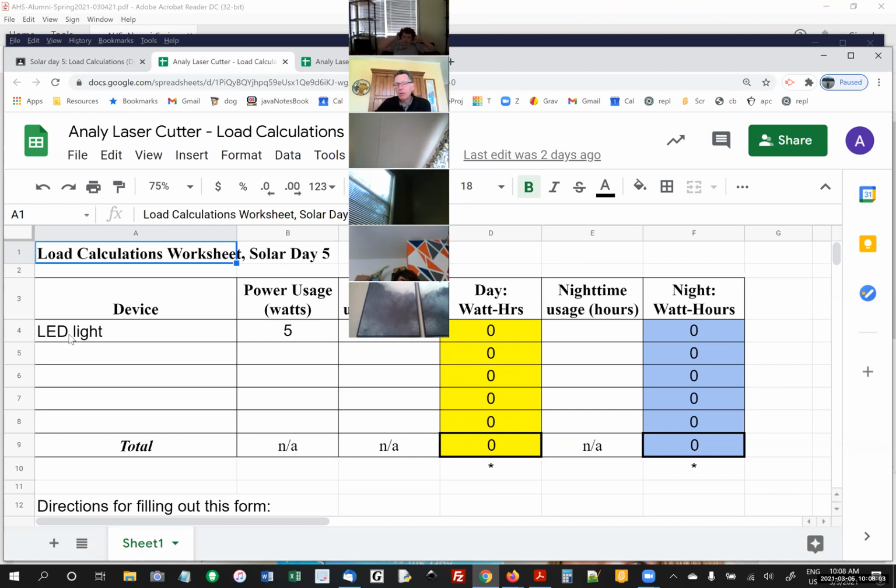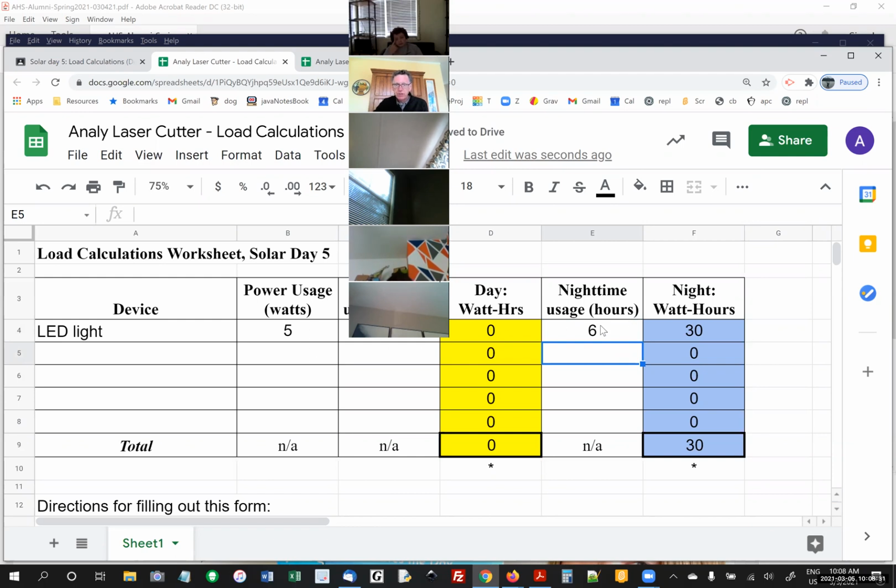So I started by putting on everybody's spreadsheet this LED light that uses 5 watts of power because it's a good idea. You can take that off if you want, but I think it'd be a great thing for you to include in your system. And what you can do is say how many hours you want to use that light during the day. I'm going to say 0 because I don't need a light on during the day when the power's out. And at night, I'm going to use it for 6 hours. And notice what it did is it took the 5 watts times 6 hours and multiplied them together and said, okay, that's 30, 5 times 6, 30 night watt hours so far.